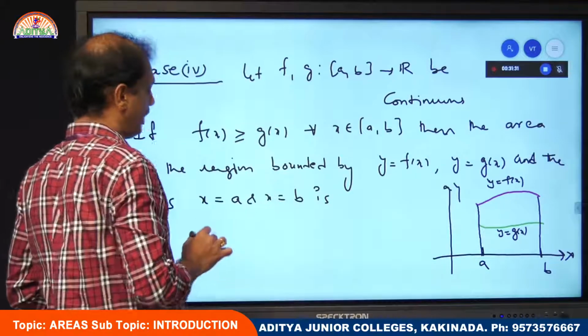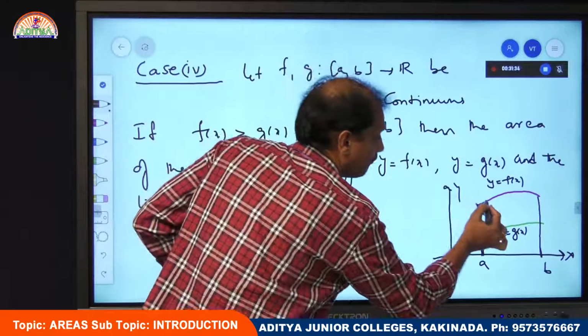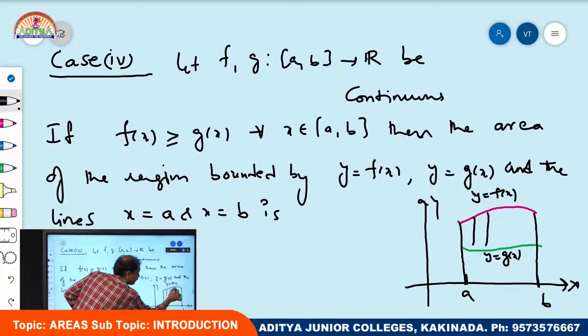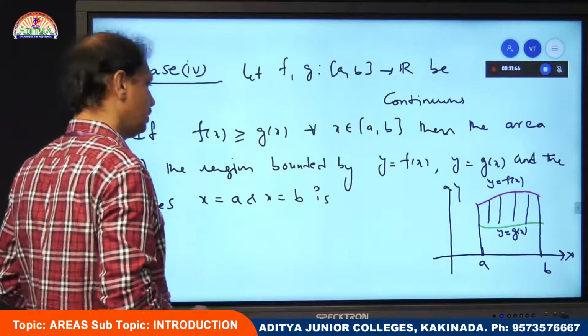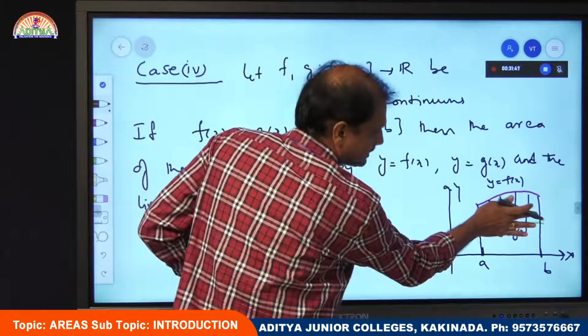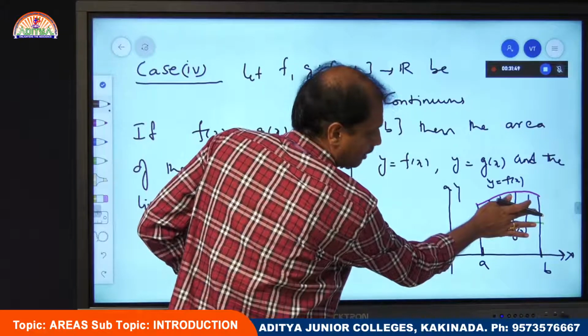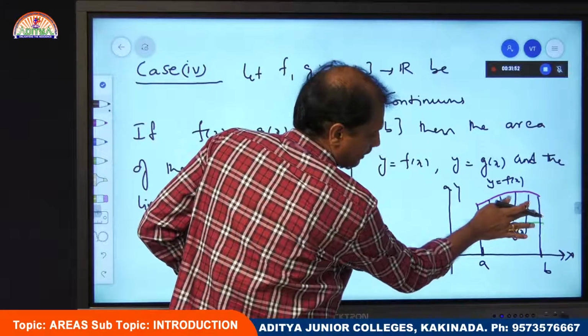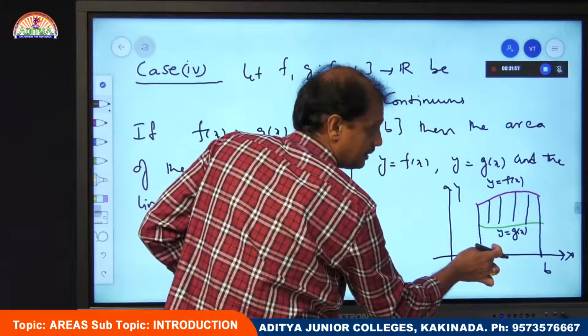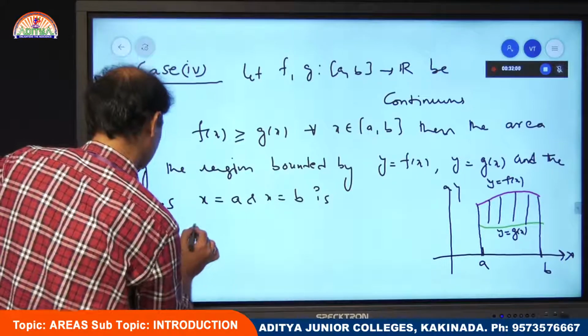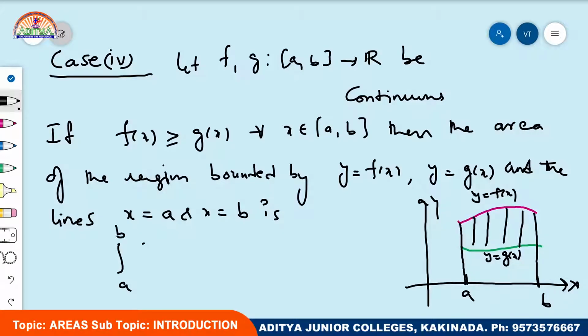Now we are going to find the area of the region bounded by y equal to f of x, y equal to g of x, and the lines x equal to a and x equal to b. How can we calculate this? Suppose you observe the total region area. According to case 1, the area bounded by y equal to f of x, x equal to a, x equal to b, and the x-axis is nothing but integral a to b f of x dx. Here I am writing without modulus because it is a positive quantity.